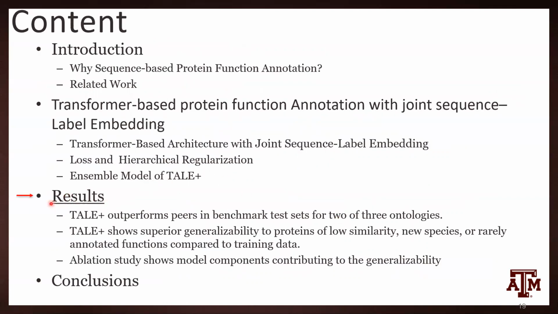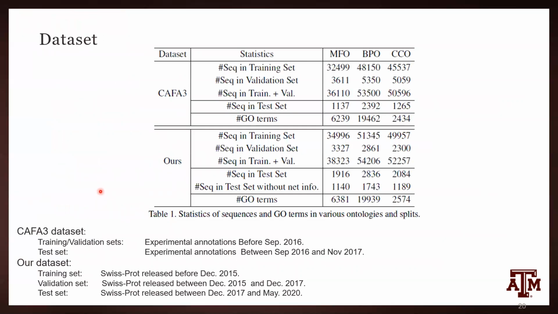Then I will talk about the results. So for the data set, in this study, we're considering 2 data sets. The first is a kappa-3 data set, which includes a training and validation set of the experimental annotations between September 2016, and a test set with experimental annotations between September 2016 and November 2017. Then, secondly, we have created our own data set, which has more sequences compared to kappa-3, and also more latest annotations.